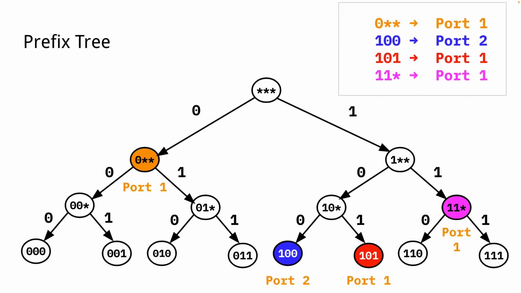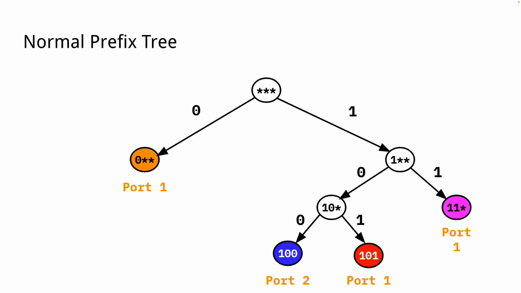So if we draw that out on the prefix tree, we'll go and pick the right node in the tree. This is the full tree again. And we'll say, okay, 0 wildcard over here, there's port 1. 101, there's port 1 down here. The third port 1 is over on the 11 wildcard. And then our exact match for 100 is over here in port 2. So that would be the way that we can lay that out.